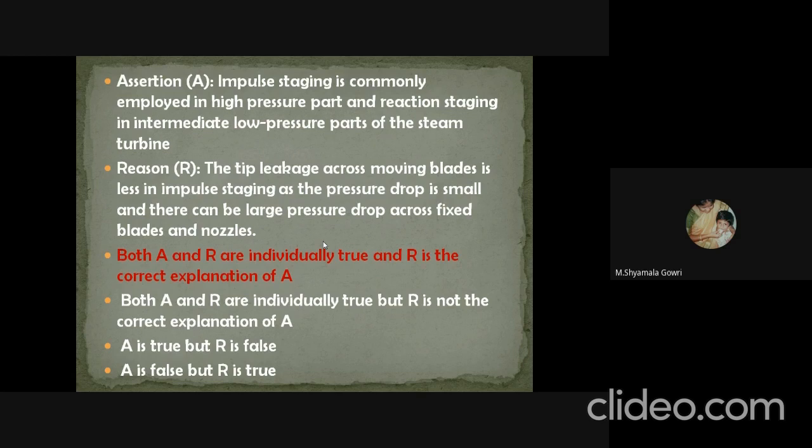The leakage across moving blades is less in impulse staging as the pressure drop is small, and there can be a large pressure drop across the fixed blades and nozzle. It is a correct explanation for the assertion.